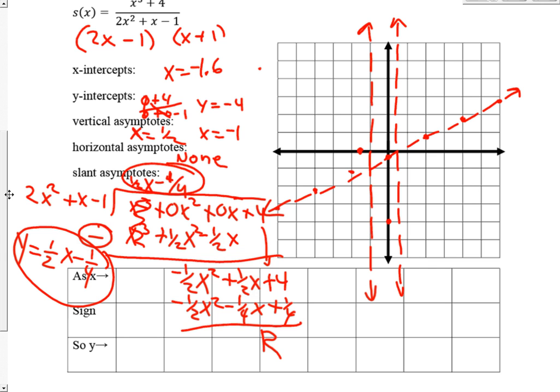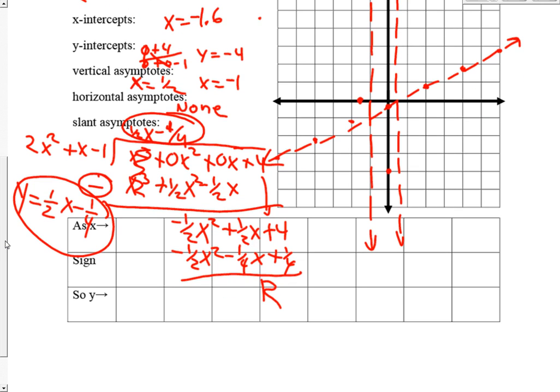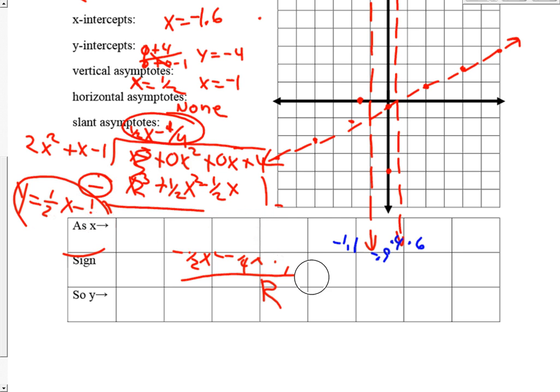Now I test my behavior. I'm going to test negative 1.1, negative 0.9. Then 1/2 is 0.5, so 0.1 units to the left is 0.4, and 0.1 units to the right is 0.6. So those are the values that I will be testing. Let me clear this area out. So negative 1.1, negative 0.9, 0.4, and 0.6.